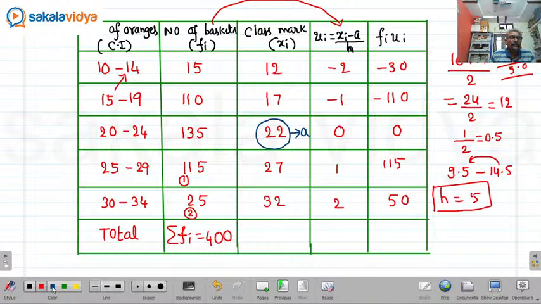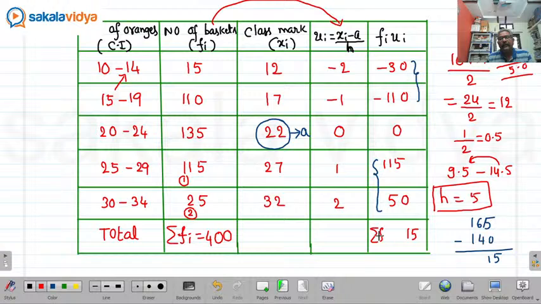So first, how to simplify: first add positive values, next add negative values. If you add positive values 115 and 50, that will be 165. If you add these two negative values, 140. Simplify, 165 minus 140, you will be getting 15. This is nothing but sigma Fi Ui.